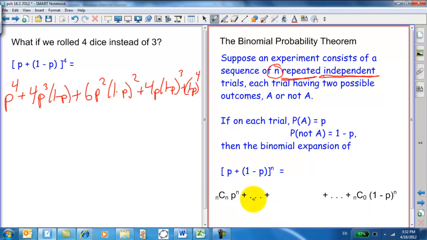nCn P to the n plus ... Somewhere in the middle we're going to have nCk P to the n minus k times 1 minus P to the k. The powers in 1 minus P will build up.